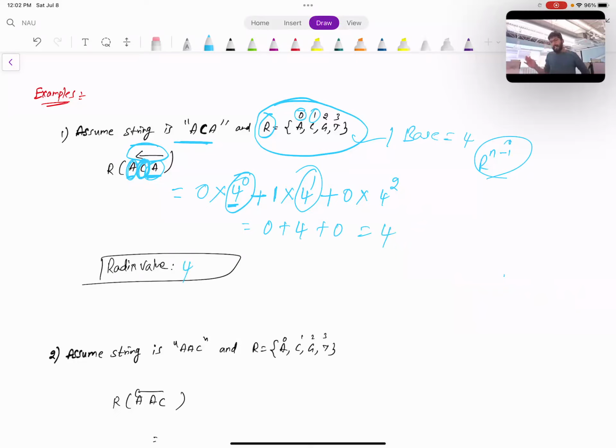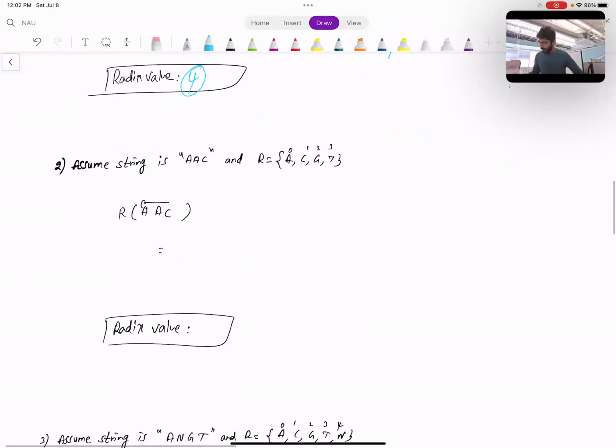Now the radix value is 4. We will see at last why we are calculating this radix value, but understand that this radix value 4 is the representation of this string. Now we converted the string to a radix value. Fine. We'll see one more example.